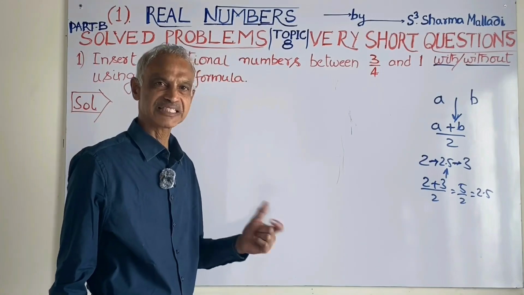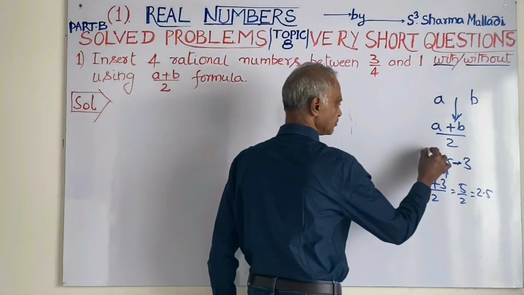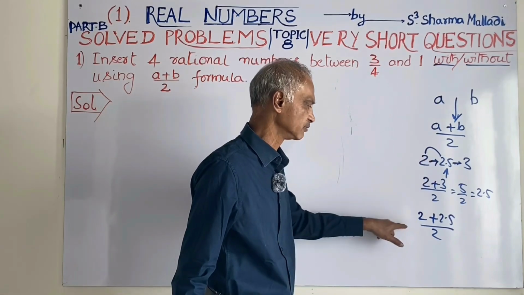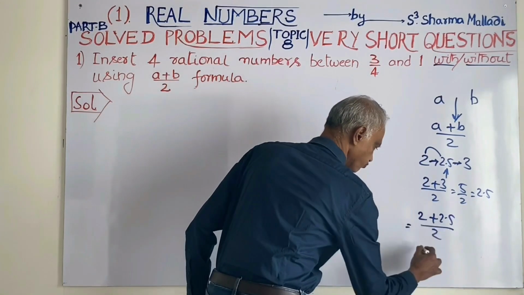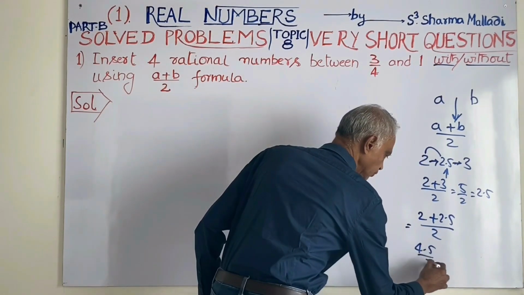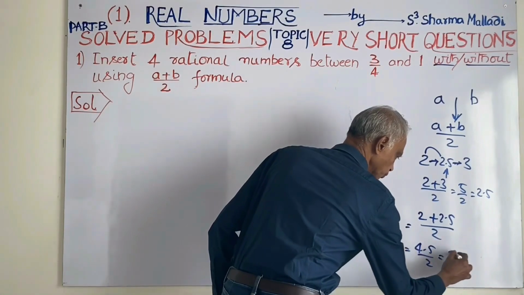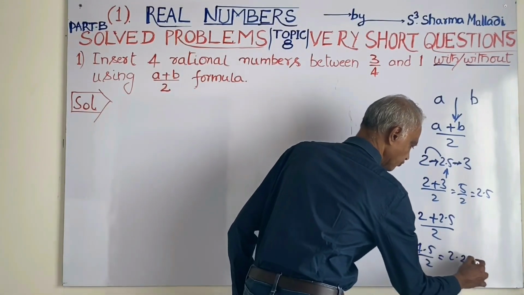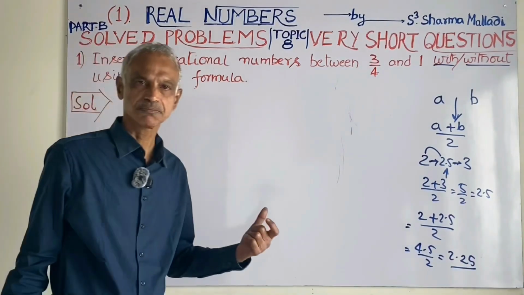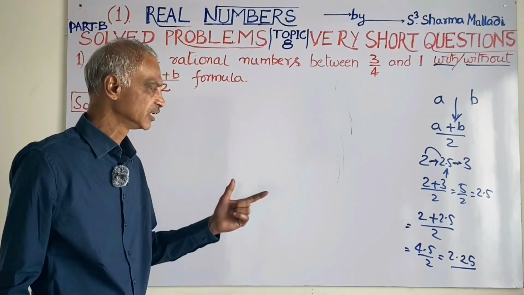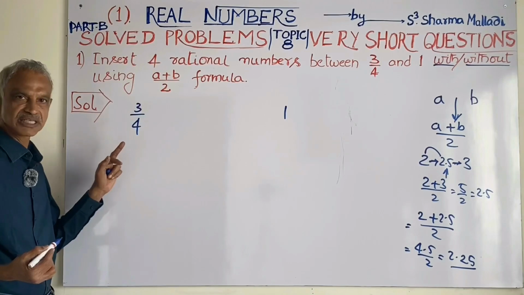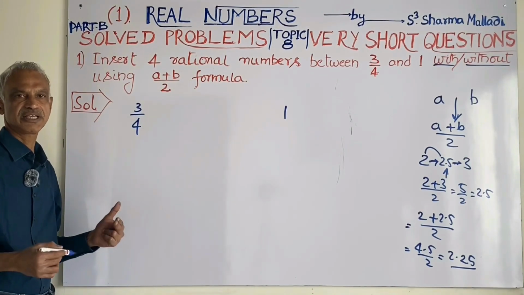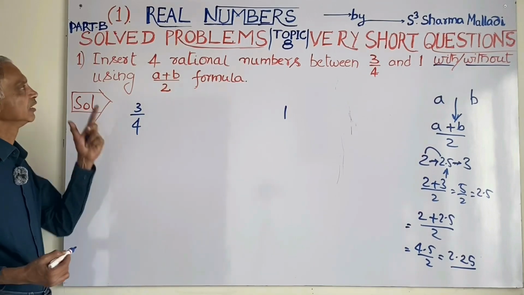If you want to insert another rational number between 2 and 2.5, you have to take the average of 2 and 2.5. That is 4.5 by 2. What is the rational number between 2 and 2.5? That is 2.25. These are rational numbers. Rational and irrational numbers are nothing but real numbers.